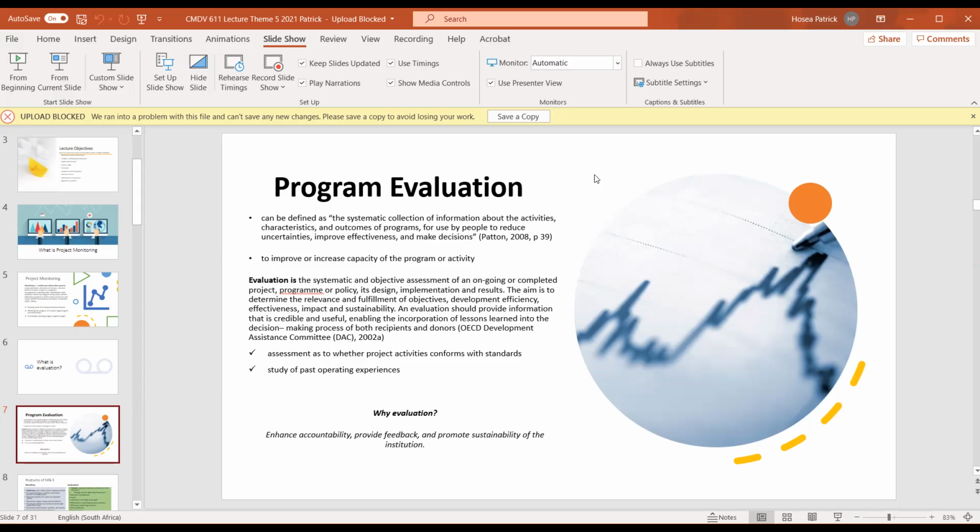So evaluation is all about providing information that is credible and useful to enable the incorporation of lessons learned.